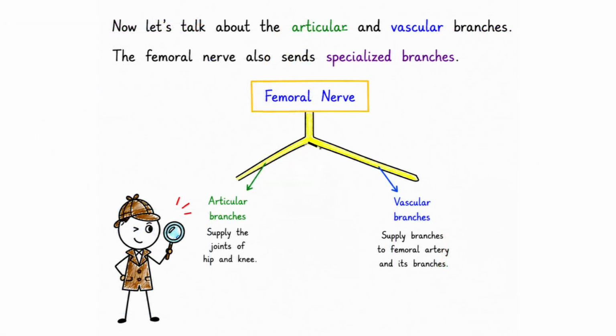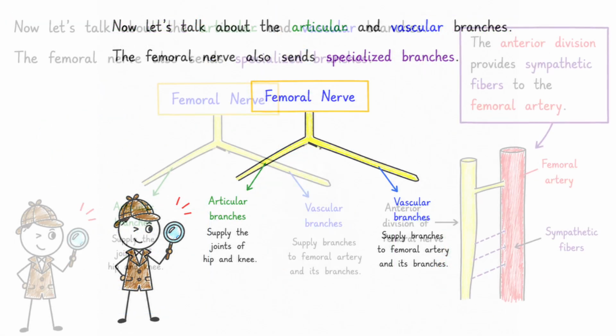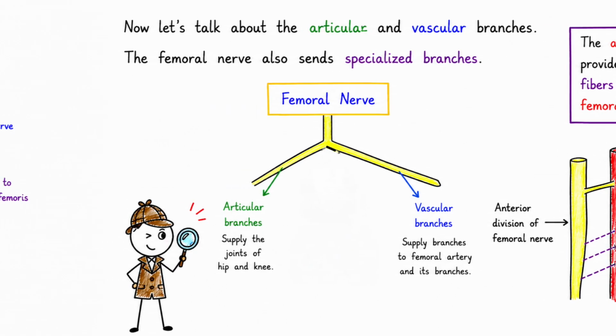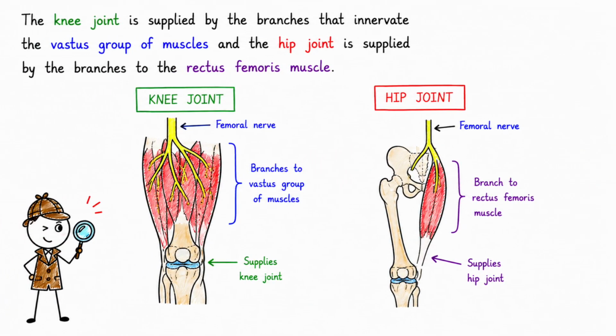Now, let's talk about the articular and vascular branches. The femoral nerve also sends specialized branches. The anterior division provides sympathetic fibers to the femoral artery and the posterior division supplies the joints. The knee joint is supplied by the branches that innervate the vastus group of muscles and the hip joint is supplied by the branches through the rectus femoris muscle. These are the same branches that supply the muscles.